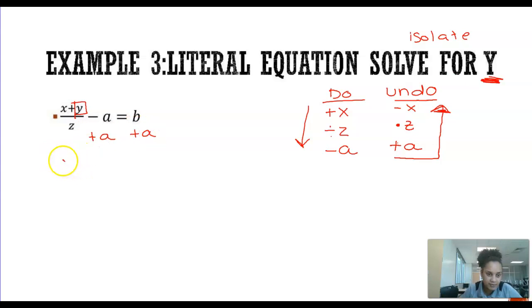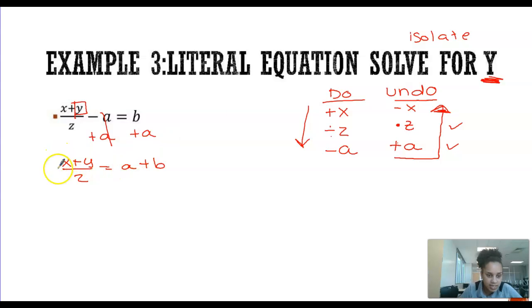And let's see what we have. We have x plus y over z. These would cancel because they're inverses. Equals a plus b. If I put b plus a, it means the same thing. I would be fine. So I did add a. Next, I need to multiply by z.